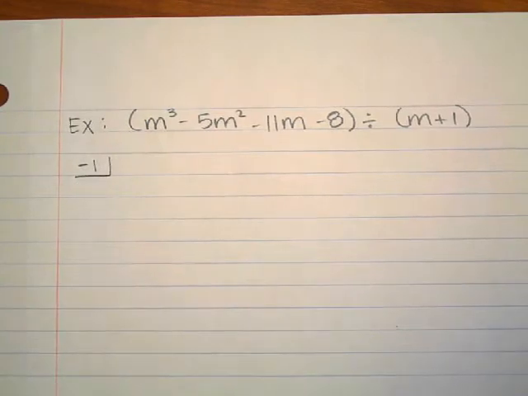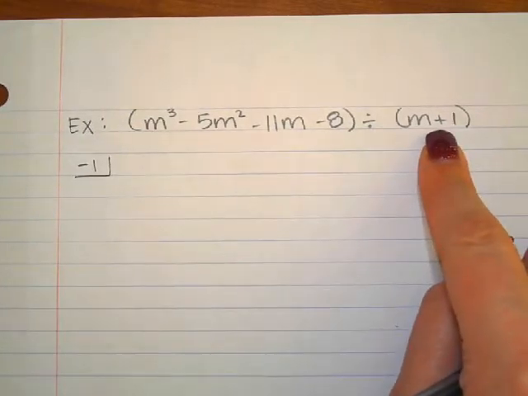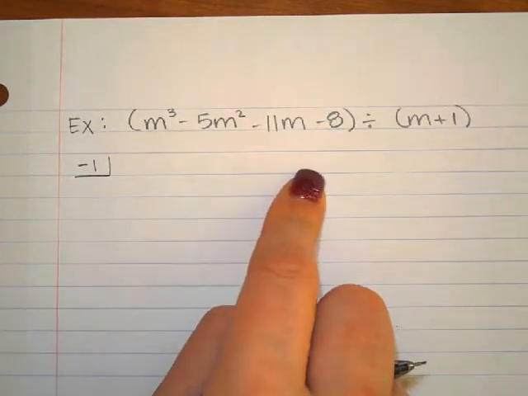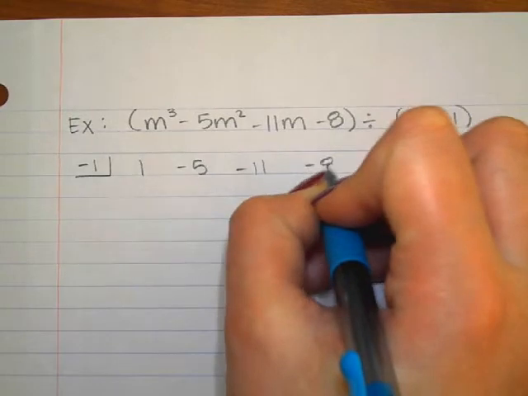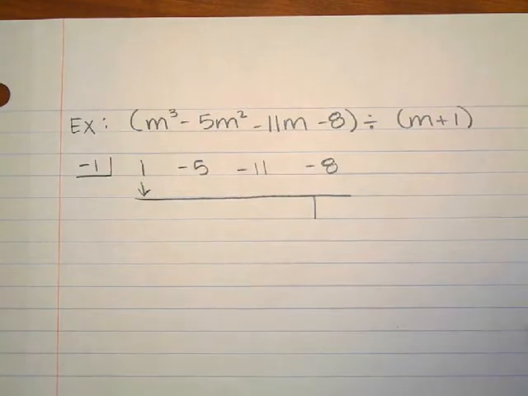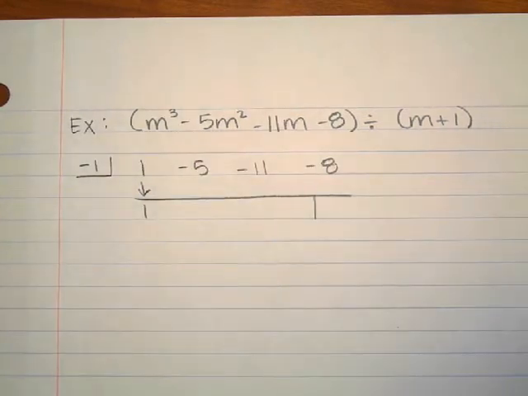And then what else should I write down? Yeah. How did you use -1 again? So I'm using the opposite sign of the thing that I'm dividing by. Okay. And then what number should I write here? Okay. So I've got 1. And then what do I have?